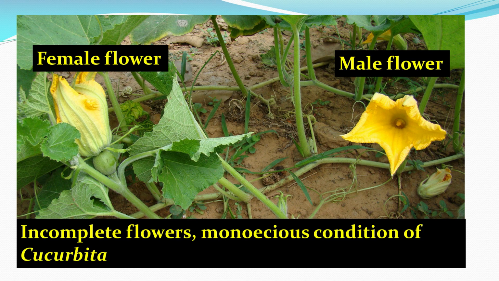Now, an incomplete flower. We are acquainted with this plant, Cucurbita. Cucurbita has male and female flowers borne on the same plant. The male flower has 3 whorls: calyx, corolla and androecium. The female flower has calyx, corolla and gynoecium. So, both are incomplete flowers.